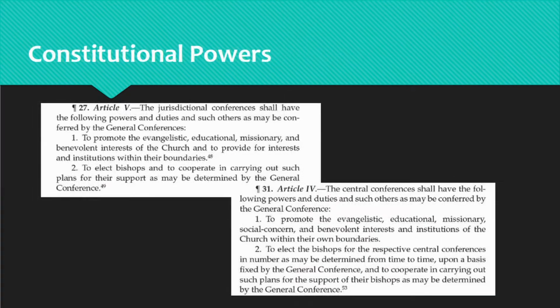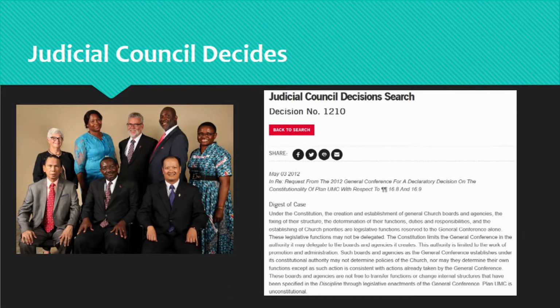and void. For example, the Constitution in the 2016 Book of Discipline states that jurisdictional conferences and central conferences have the power to elect bishops. Adopting any other legislation that infringes on that power would be deemed unconstitutional. In order to change the rights and powers outlined in the Constitution, legislation to amend the Constitution would have to be passed. The Judicial Council is the highest court in the denomination, with ultimate authority to determine constitutionality.